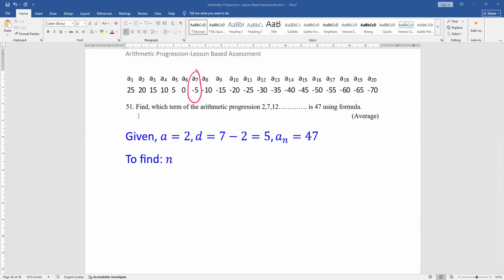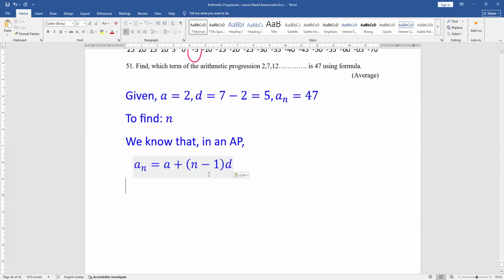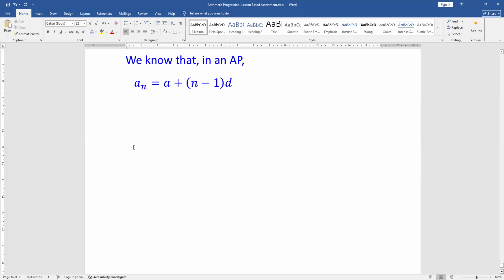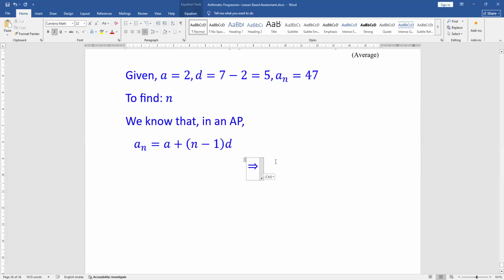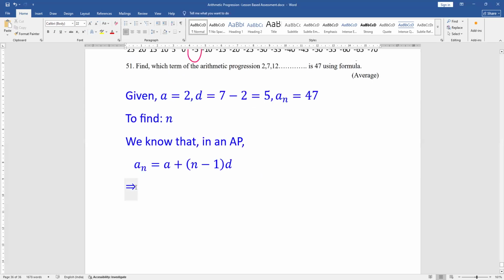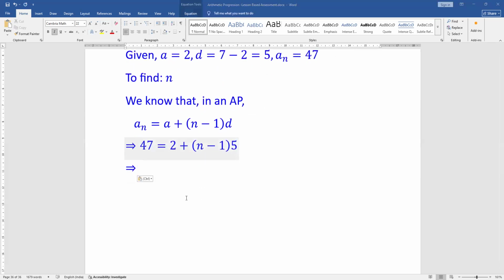then we know that. So let us see what formula to apply and what happens. So here I take an as 47, equals a value is 2 plus n minus 1 into d value, which is 5. Okay, next step, I transpose 2 to the left hand side. So 47 minus 2 equals, on the right hand side, n minus 1 into 5. Okay. Then what is 47 minus 2? It is 45 on the left hand side.